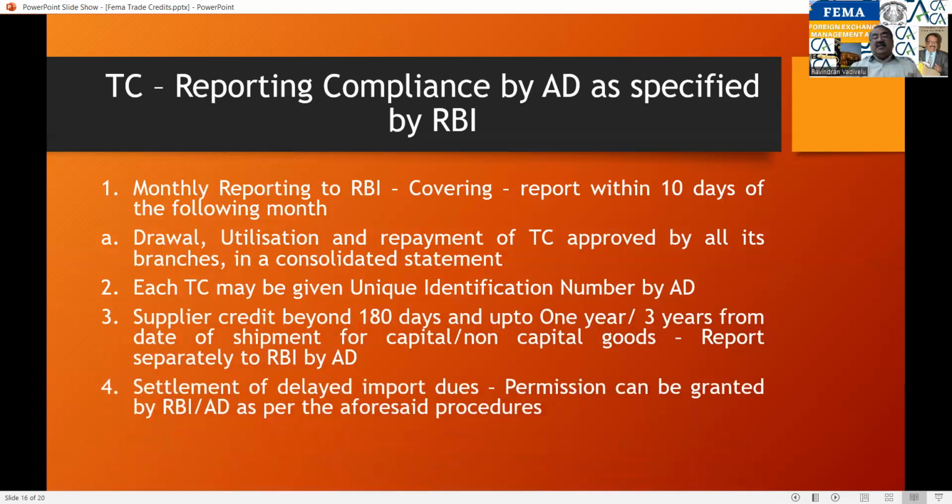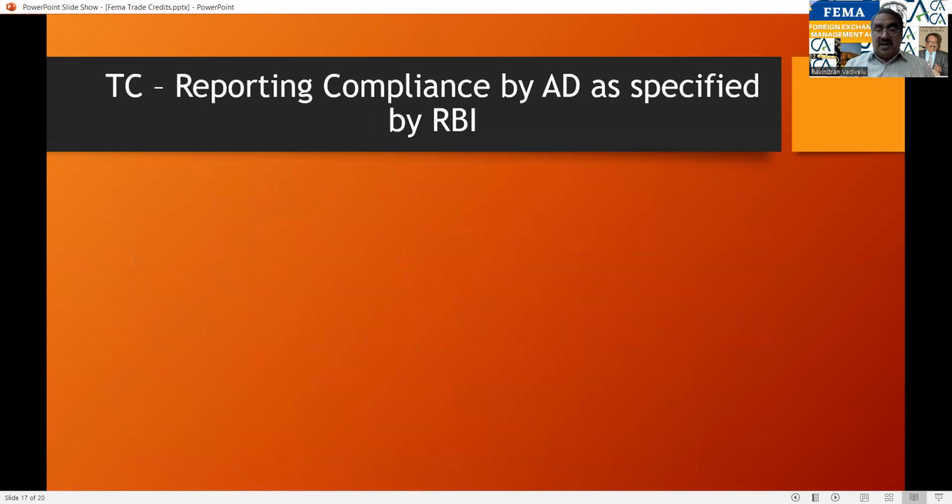In case any settlement needs to be done beyond the due dates, yes, the authorized dealer gives permission, and this permission can also be given by the Reserve Bank of India, but they have to form their own procedure. Suppose the dues exceeded the limit of, say, 3 years, then that amount has to be recovered. So that is also permitted.